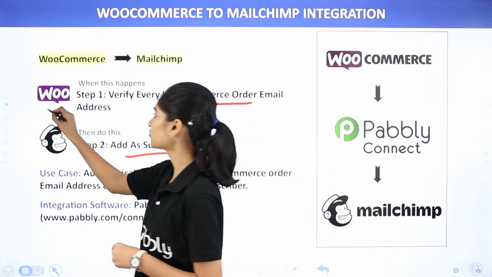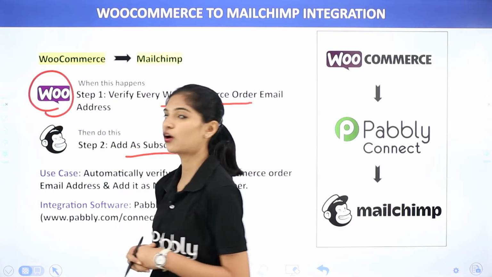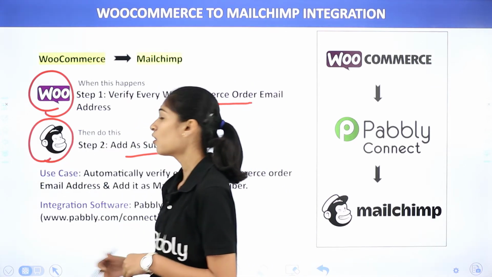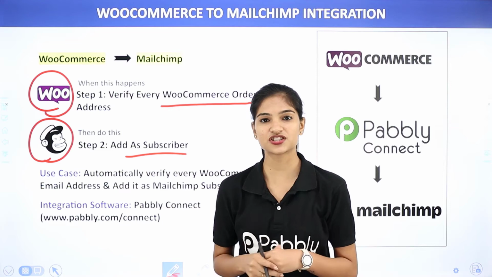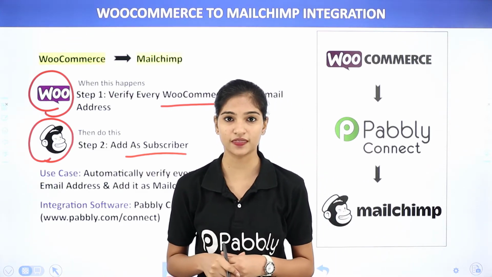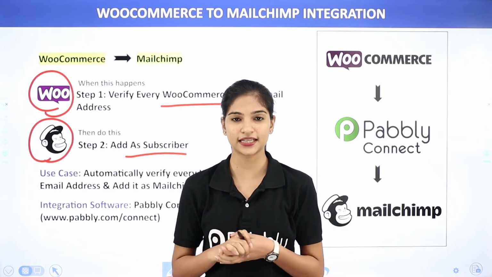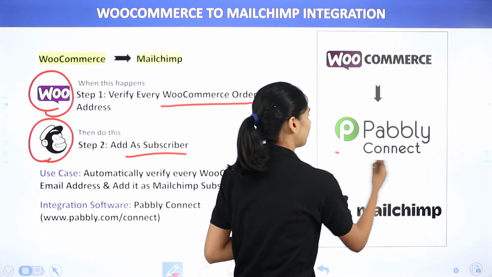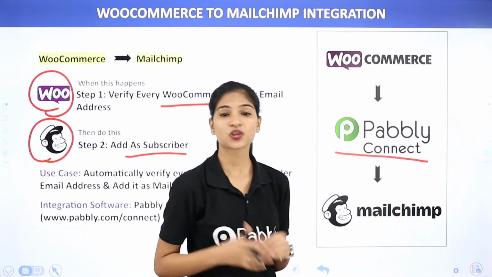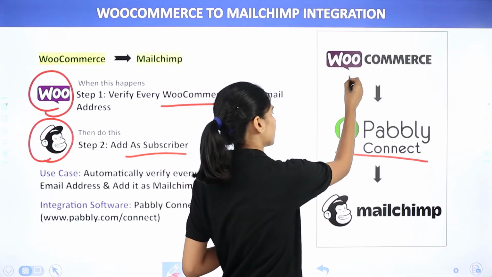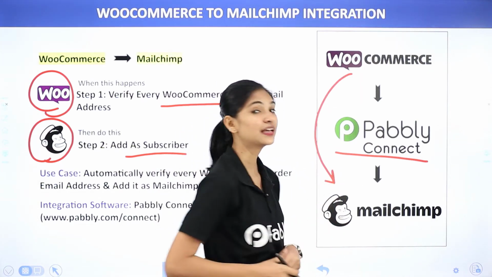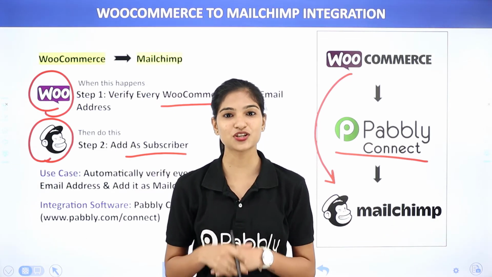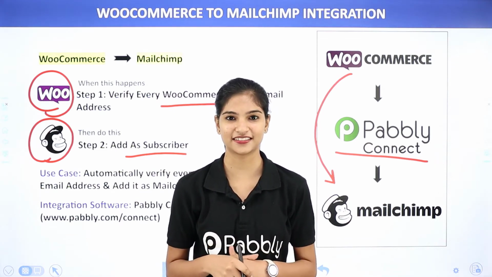So WooCommerce is a software application where you can set up your online store, whereas Mailchimp is an email marketing software. Although WooCommerce and Mailchimp have some native integration between them, this integration has certain limitations, and that is why we are going to use Pabbly Connect. So Pabbly Connect is an integration software which will help us to transfer data from WooCommerce to Mailchimp. The best part here is you don't require any knowledge of coding. So let me show you this on my screen.